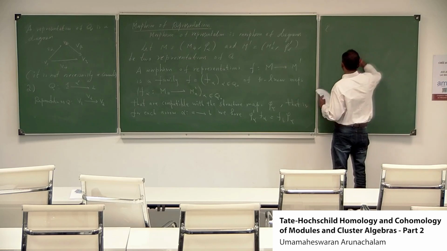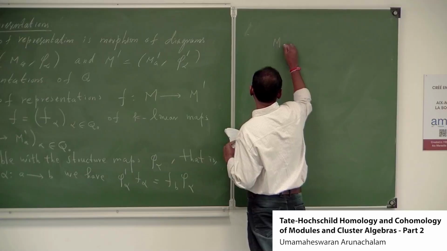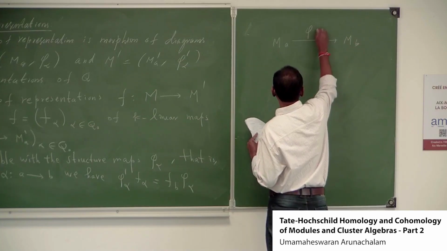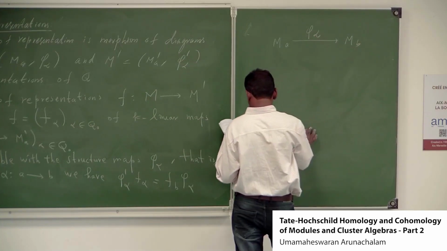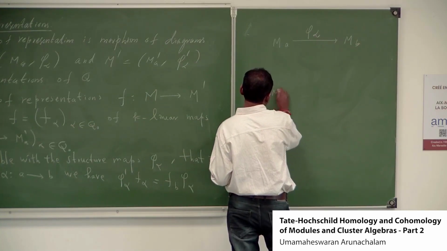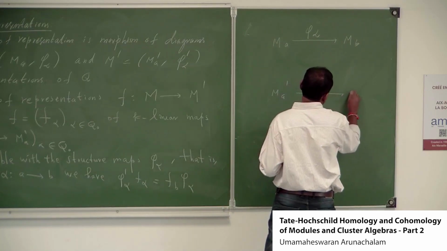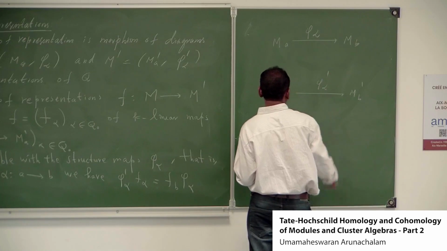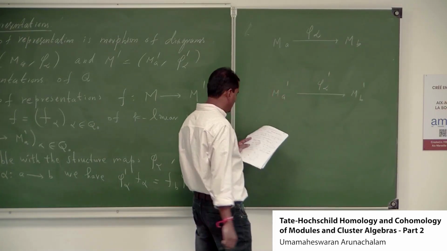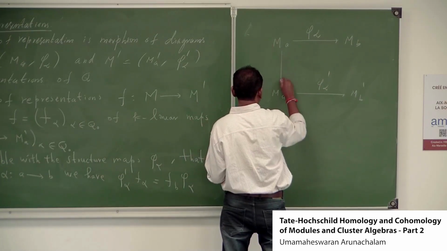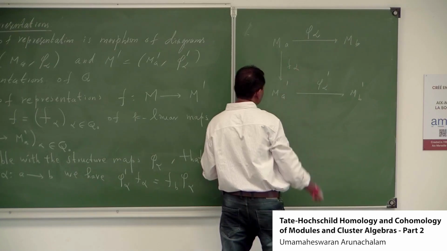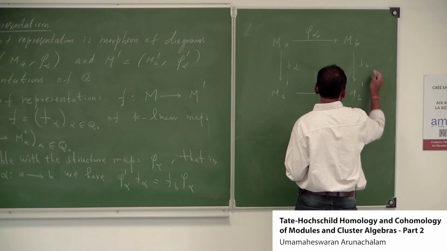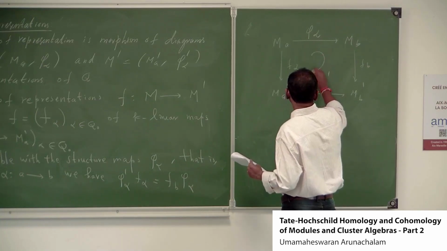M_a into M_b, this is pi_alpha, a mapping from M_a into M_b. M_a dash into M_b dash, this is pi_alpha dash, a mapping from M_a dash to M_b dash. Your f_a is a mapping from M_a to M_a dash, f_b is a mapping from M_b to M_b dash. This is commutative.